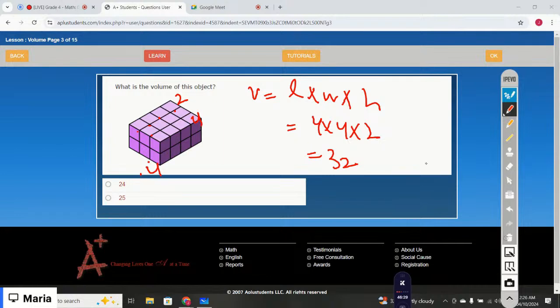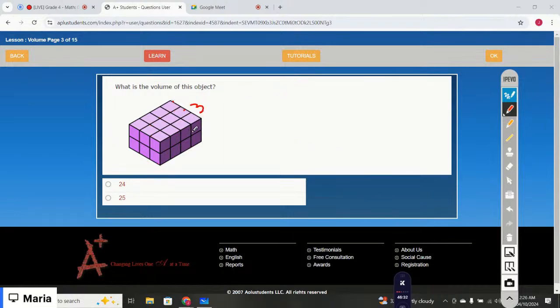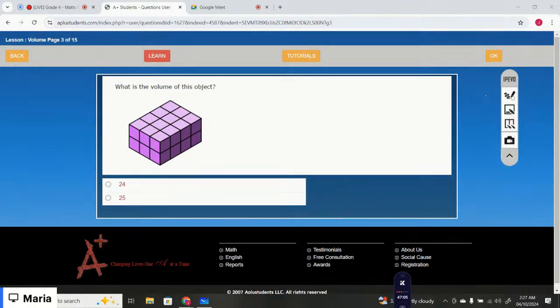Width is 3, length is 4, height is 2. You have to do 4 times 3 times 2. 4 times 3 is 12 and 12 times 2 is 24. 24 it is. How 25? That is 24. Option number 1 is the correct option.